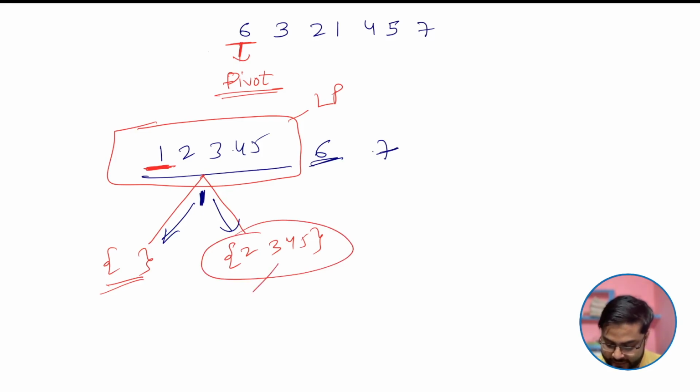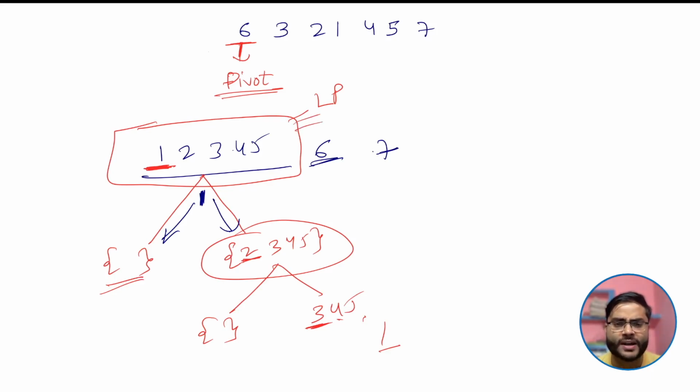Again we will choose 2 as pivot, then again let's say this will be nothing, and this will be 3 4 5, then again we will choose 3 as pivot. Then again we'll choose the first element as pivot. So we will keep on doing this until my array gets sorted. That's the idea.